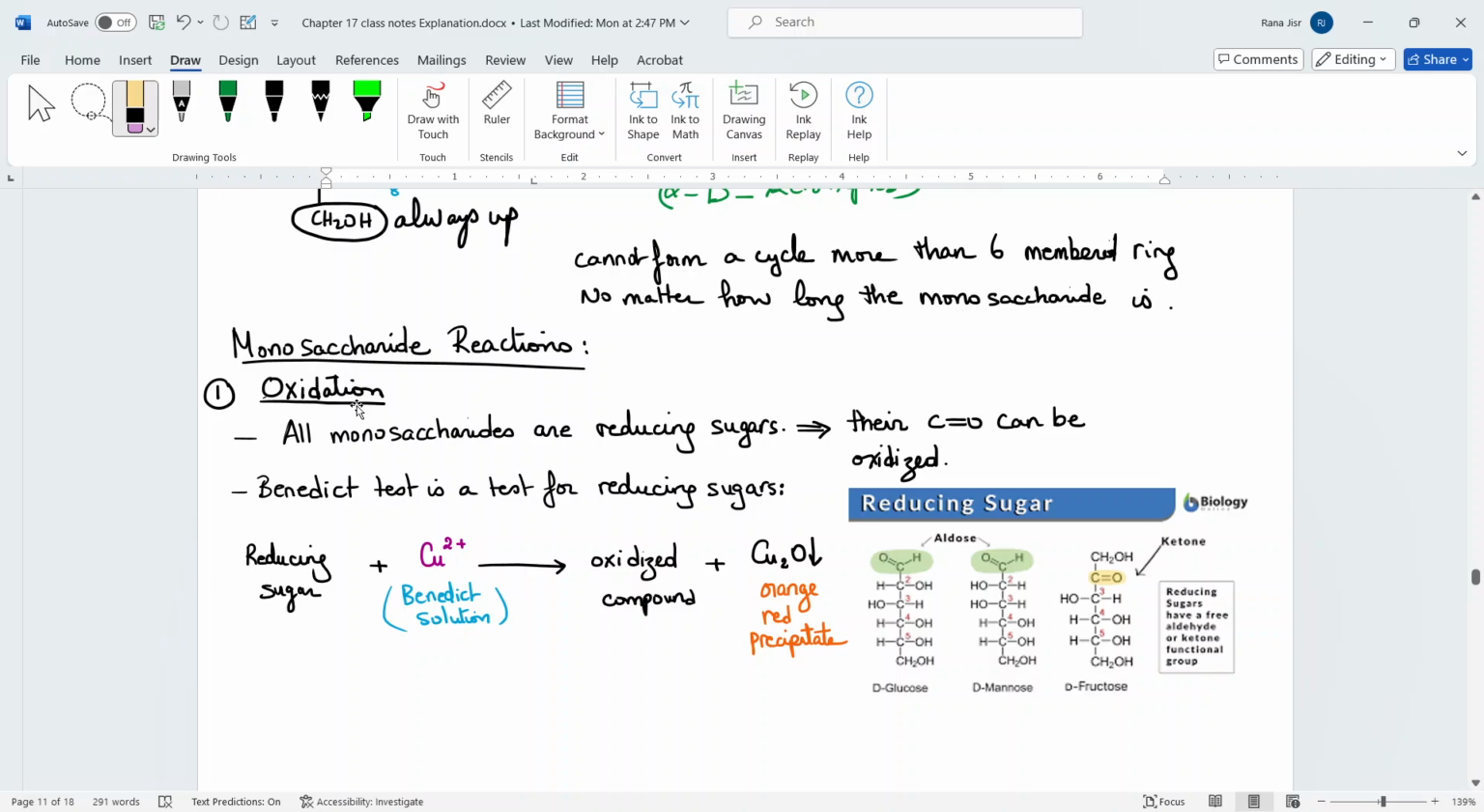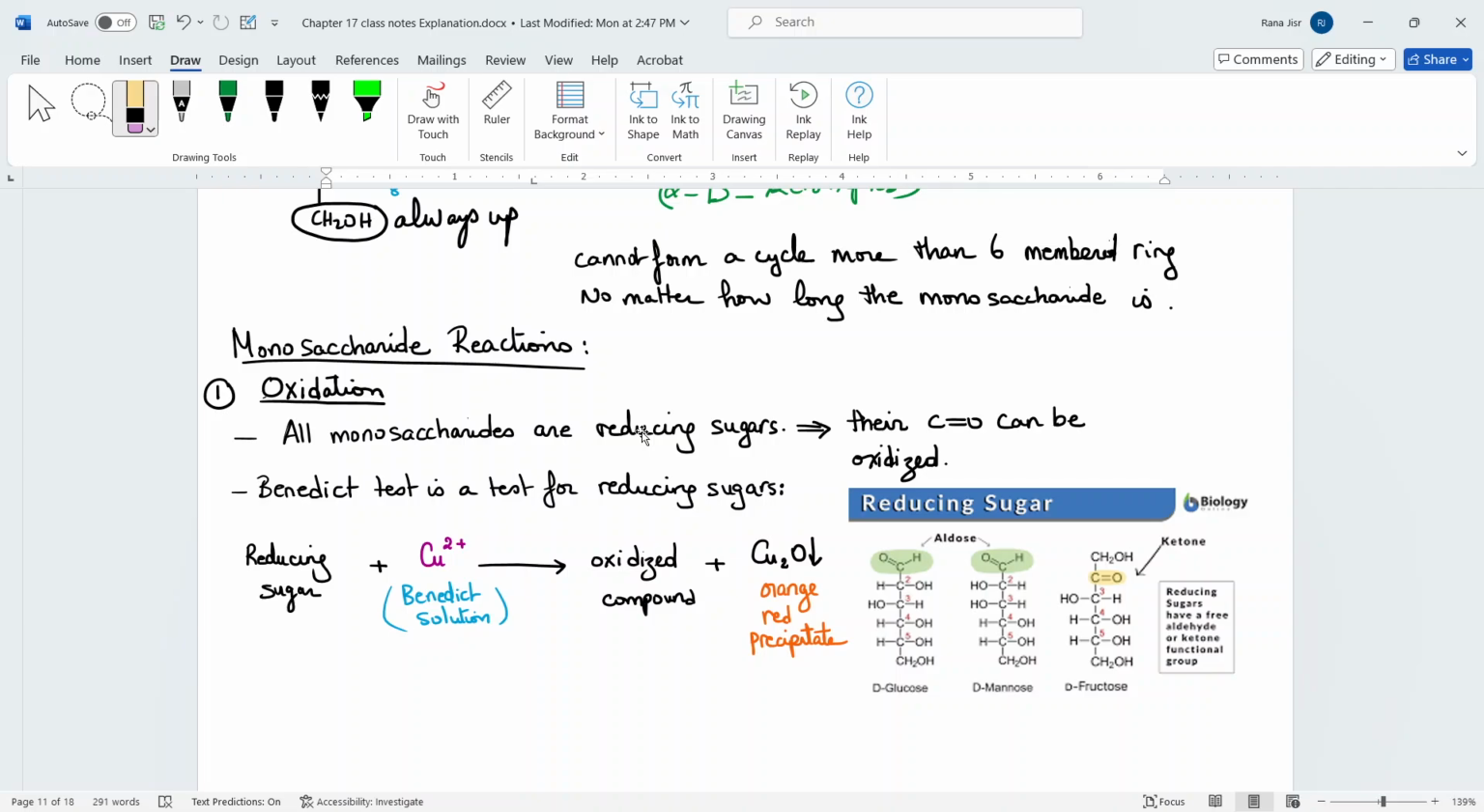Monosaccharide reactions. The first important reaction is oxidation, and we use this reaction to identify monosaccharides and identify the property of the monosaccharide, which is reducing sugar. So what is a reducing sugar? A reducing sugar is simply a carbohydrate. It can be a monosaccharide or it can be a disaccharide, it depends. But that carbohydrate has to have a functional group that can be oxidized.